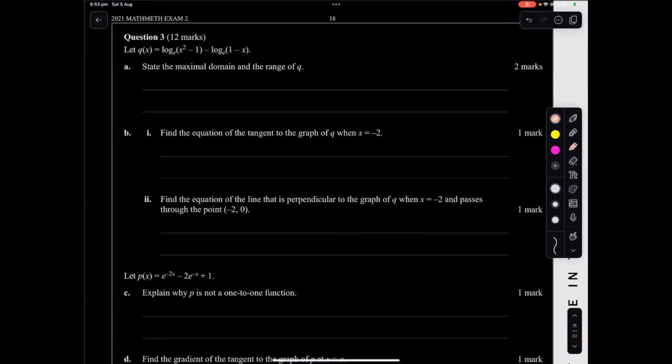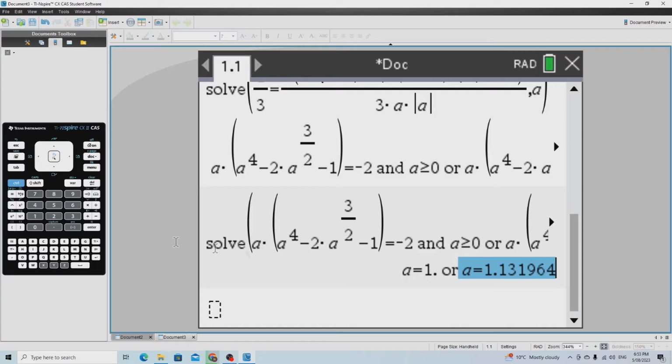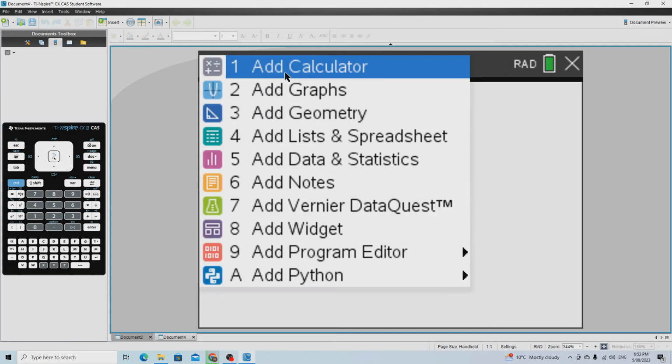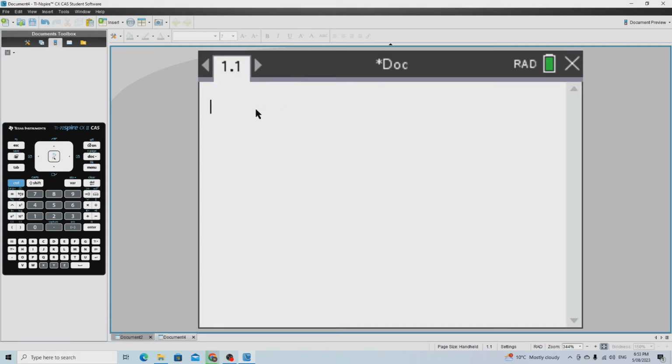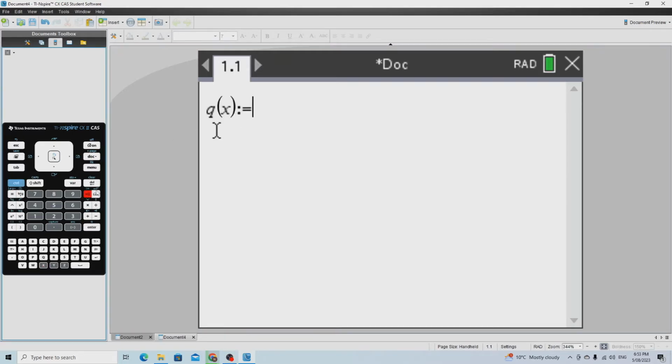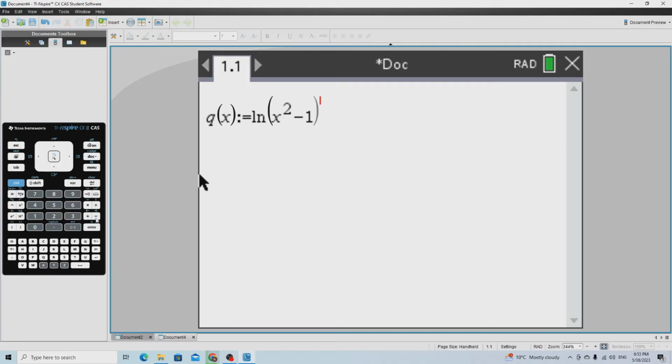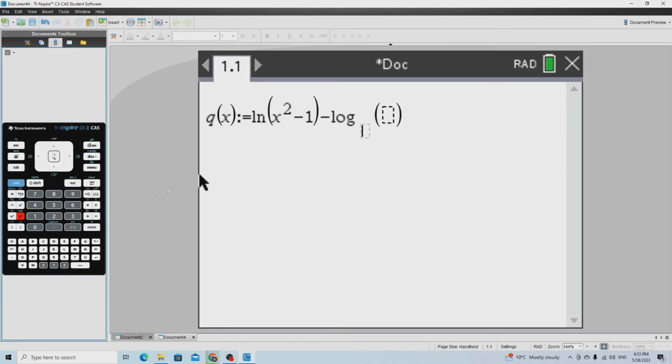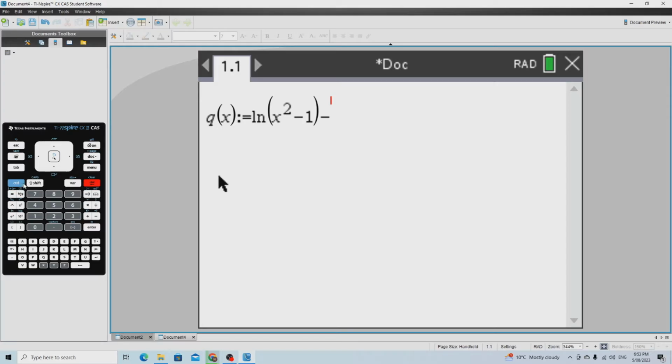Question 3. Let q of x equal this. State the maximal domain and the range of q. I'm just going to do this by calculator because, I'll be honest, I'm already tired from this exam. So I'm going to define q of x as the natural log. It's the same as log base e, but I use the natural log, ln, because it's quicker to write in the calculator, and I cannot really be bothered writing log e. So ln of 1 minus x. Did I write everything right?